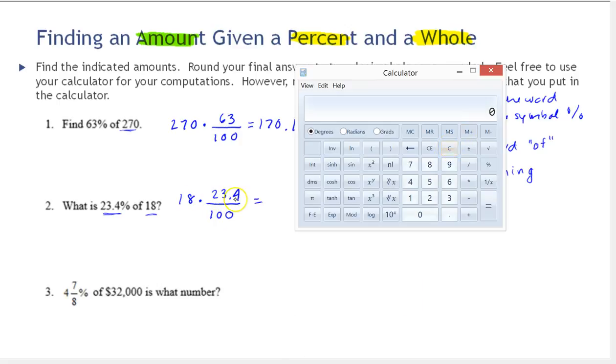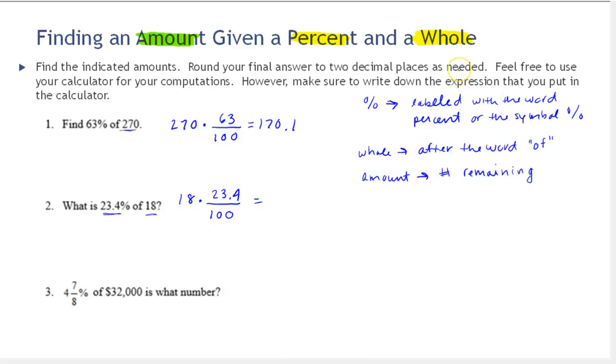And I'm going to enter this a little bit differently. If we take 18 and divide it into 100 equal pieces, we get that each piece, each 1%, is 0.18. So that's what this represents. Now we want 23.4 copies, so we multiply by 23.4. And that gives us 4.212. And I believe we were asked to round to 2 decimal places, so I'll put approximately 4.21.